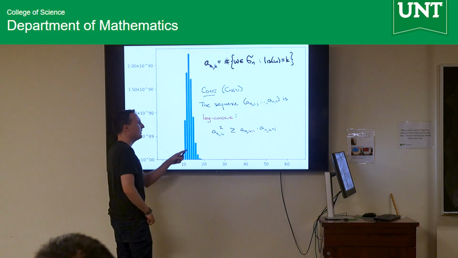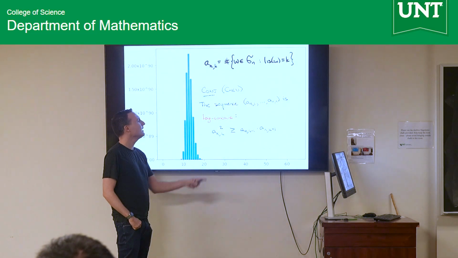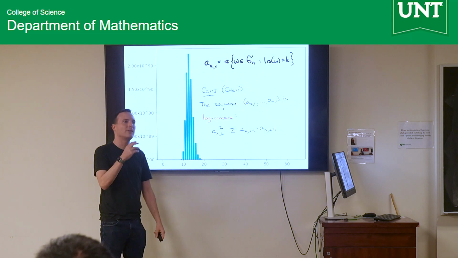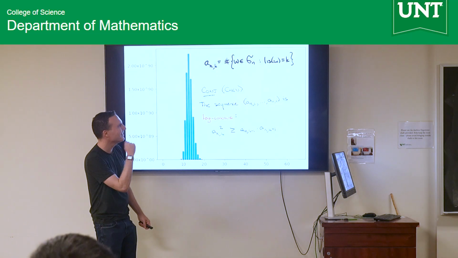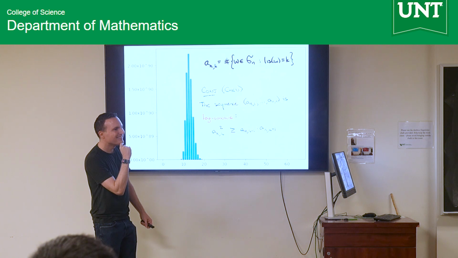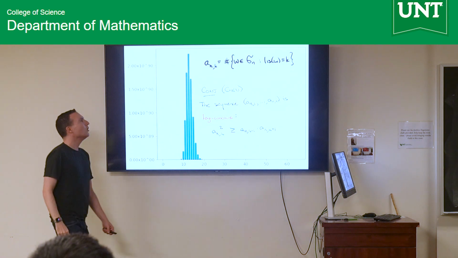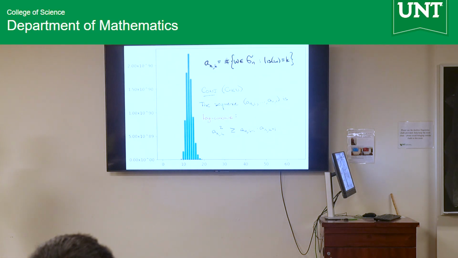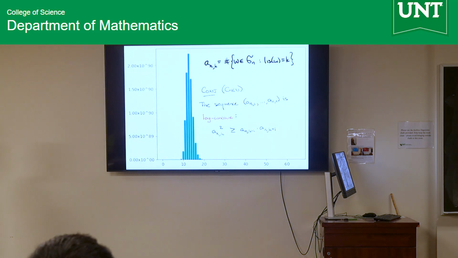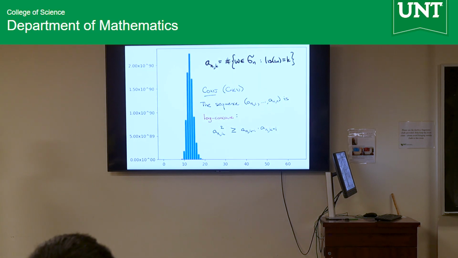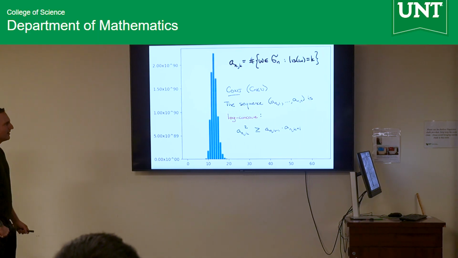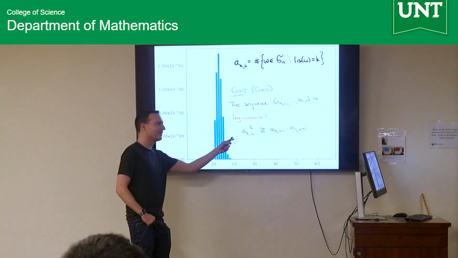And what does that mean? It means that for any k, a(n)k squared is greater than or equal to a(n)k minus 1 times a(n)k plus 1. Yes? Do we already know it's unimodal from some other reason? Is the unimodality open? In fact, I'm not aware of a proof of unimodality. So unimodality might still be open, and log concavity is certainly open.